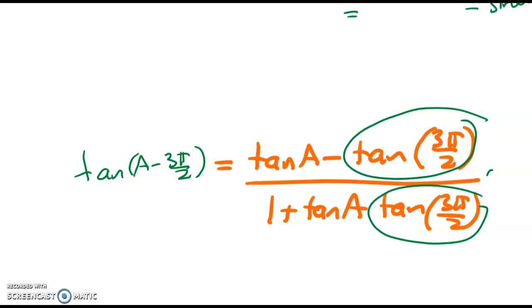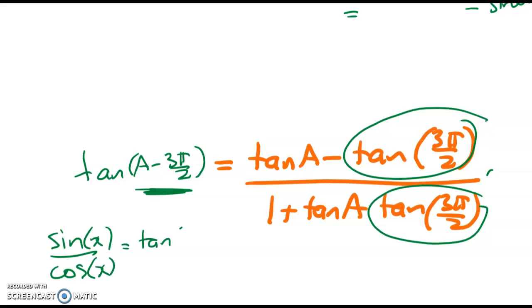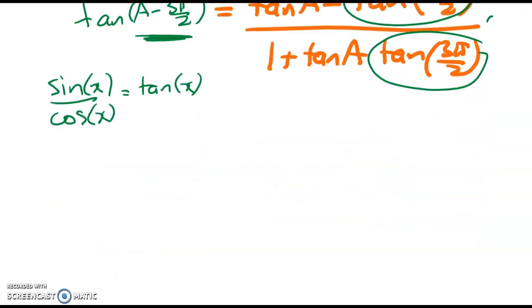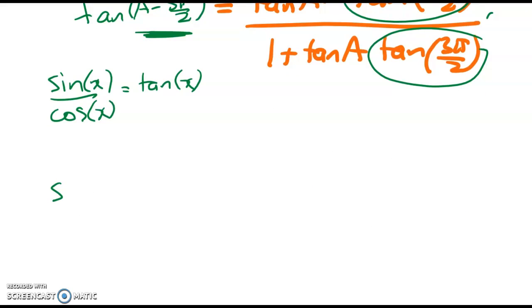But we just saw that it should usually be possible to take 3 pi on 2 off an angle and find the tan. So to simplify this one, we're going to go back one step further and go, well, hang on, sine of an angle divided by cos of an angle is what tan of x is. And that is going to get us out of this hole. So let's see how we can do it.